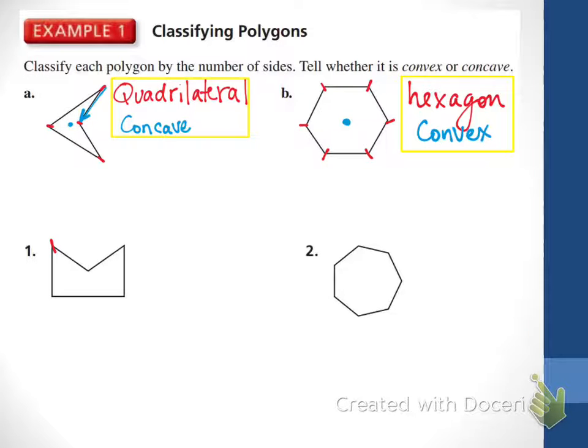All right, and then bottom left, 1, 2, 3, 4, 5. It's your favorite word. It's a pentagon. All right, and then here's the center. Do any of the sides go in towards the center? Yes. So concave.